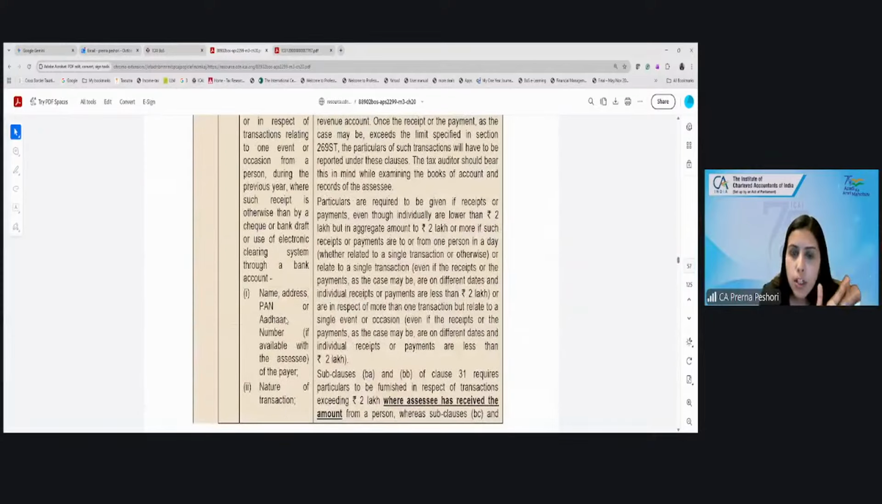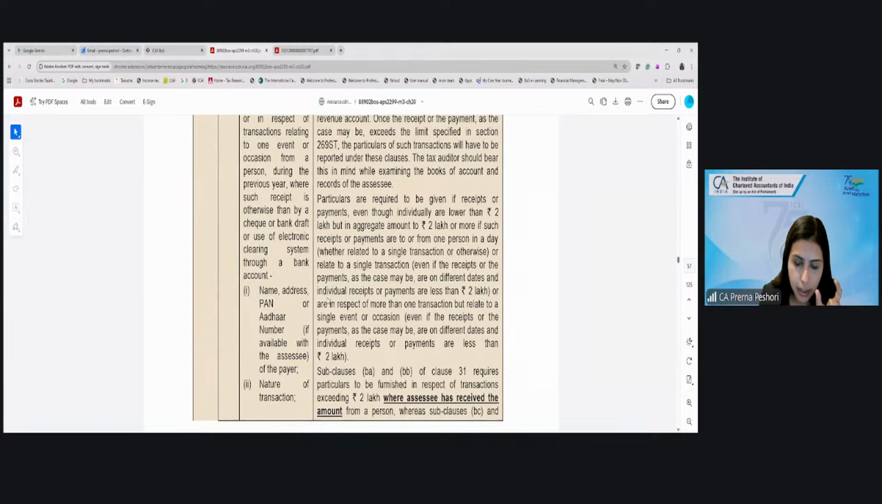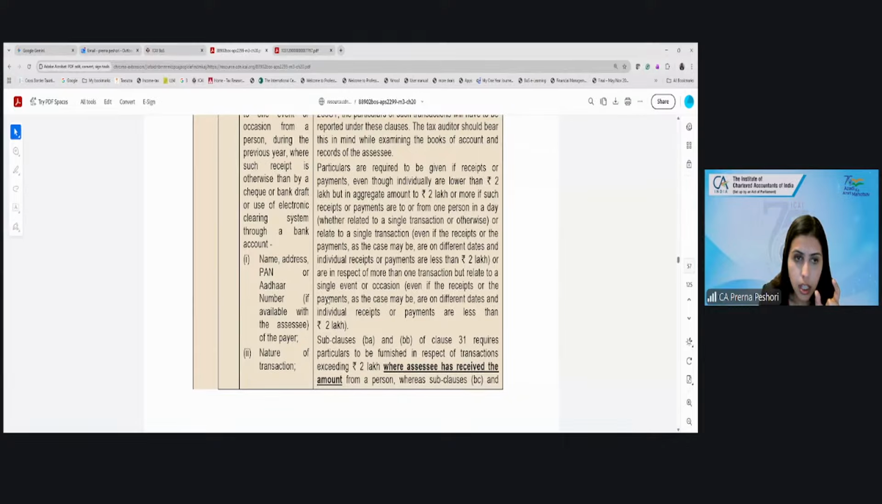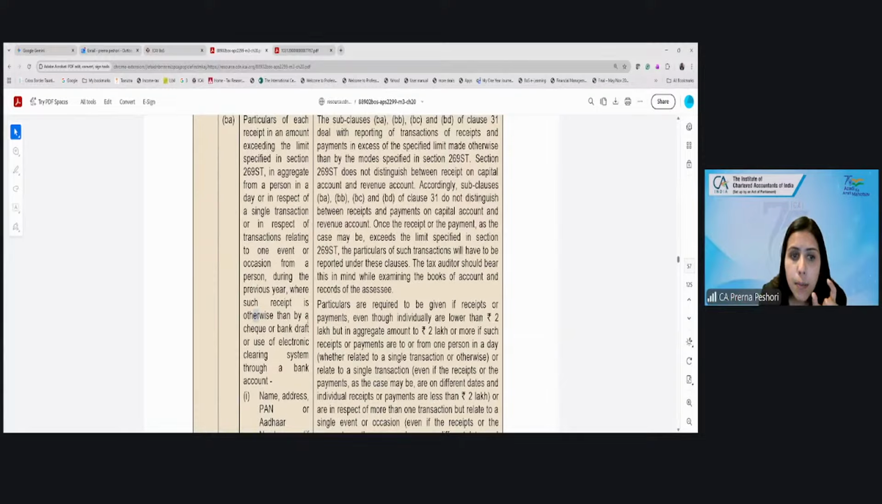So what is the difference between the two? In BA and BB, both you need to mention the amount more than 2 lakhs. Are we getting it? In both the cases, you need to report more than 2 lakh, but here it is otherwise than by check, meaning in BA it will only cover the cash receipts. In BB, you need to report the amounts received other than through the account payee check. Are we getting this particular difference? So that needs to be reported over here.